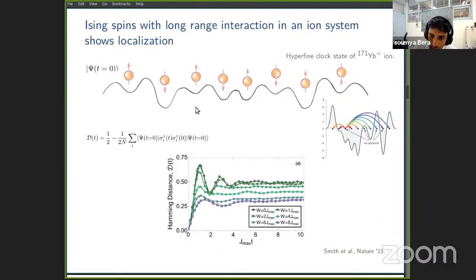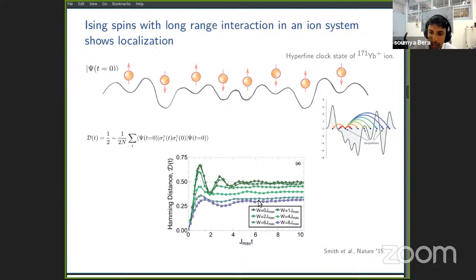Second experiment, this is an ion trap experiment. Again, you see a similar type of Hamming distance here. And what you see here is that the Hamming distance, if it goes to half, it's delocalized. If it doesn't go to half, it's localized, and it tells you that, okay, there is something interesting here.